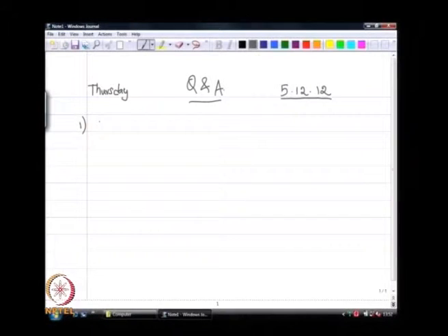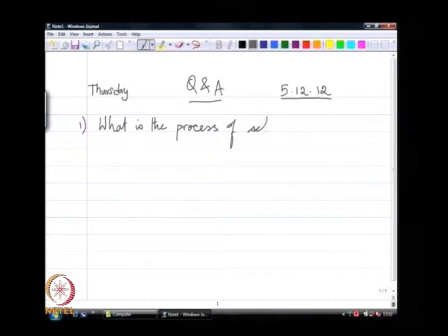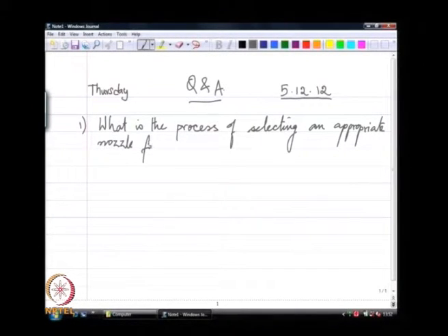So, I will write down the question and then we will go through a process of answering it. What is the process of selecting an appropriate nozzle for a given application?